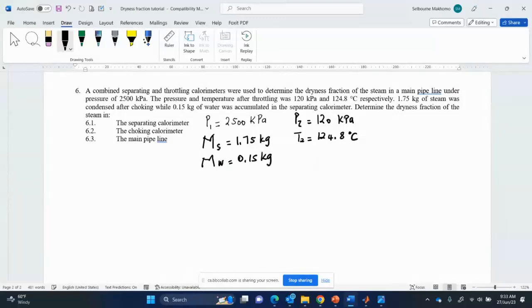Can you see the difference between MS and MW? But if that MW increases, now it means there's something wrong with your boiler. There has to be really a significant difference between the mass of steam and the mass of water. So determine the dryness fraction of the steam in the separating calorimeter.